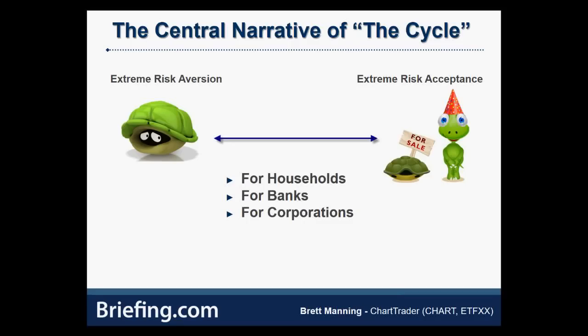And there's this feedback loop. And it has to do with how households deal with things, how banks deal with things, how companies deal with things. It goes through everything. And so if you think about what risk aversion really is and what risk acceptance really is, let's look at it on a household level.